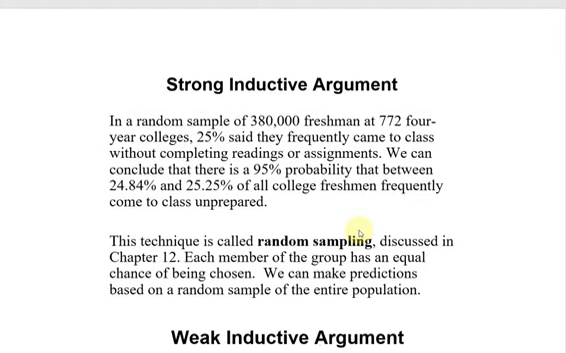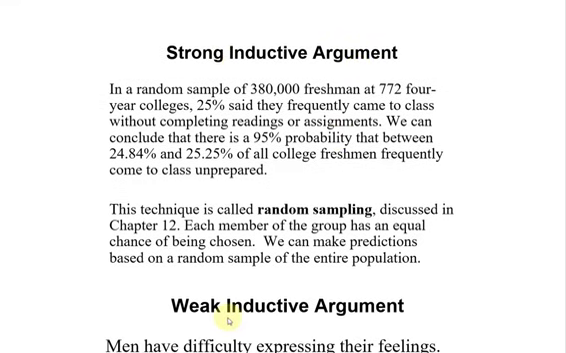Now we have two different types of inductive arguments: a strong inductive argument and a weak inductive argument. Let's take a look at this example. In a random sample of 380,000 freshmen at 772 four-year colleges, 25% said that they frequently came to class without completing readings or the assignments. We can conclude that there is a 95% probability that between 24.84% and 25.25% of all college freshmen frequently come to class unprepared. We call this technique random sampling.